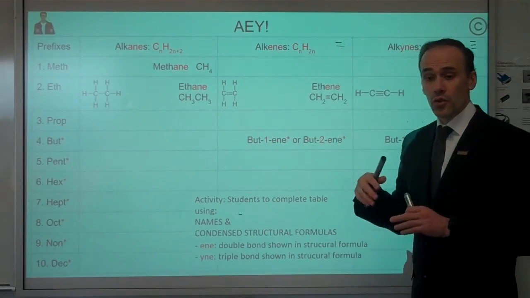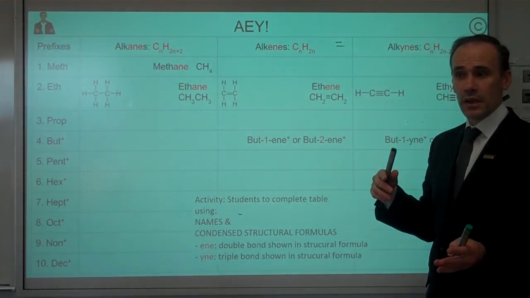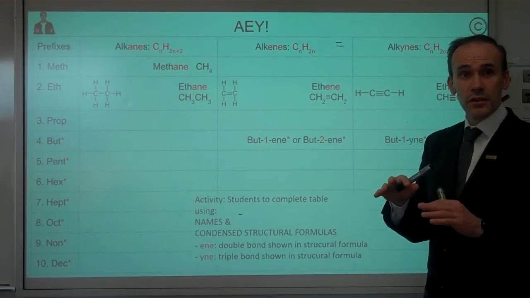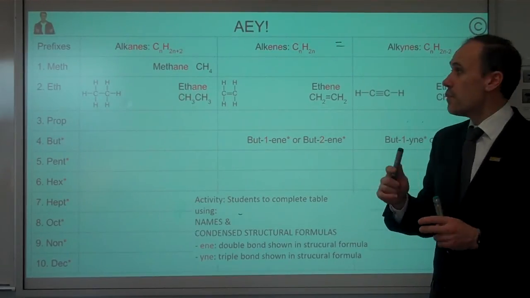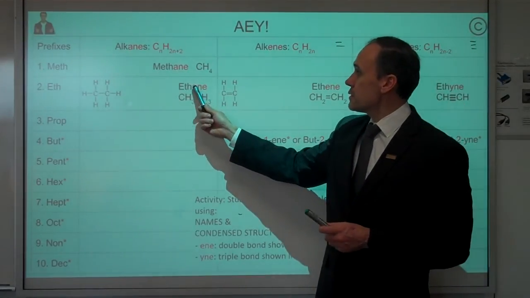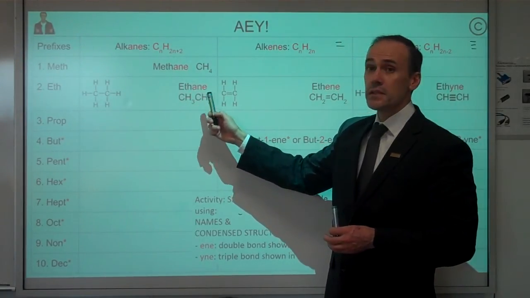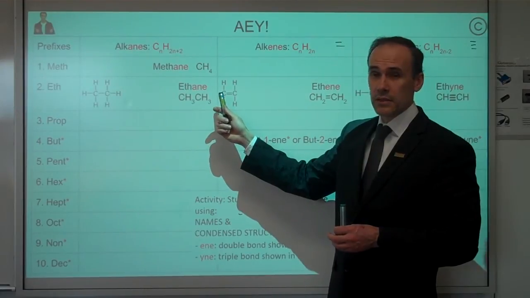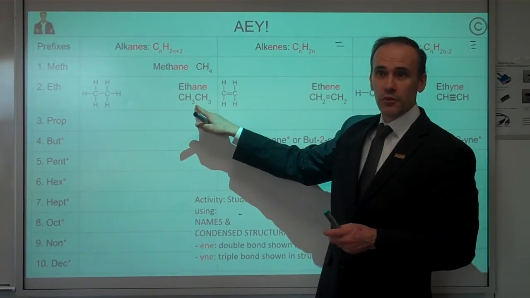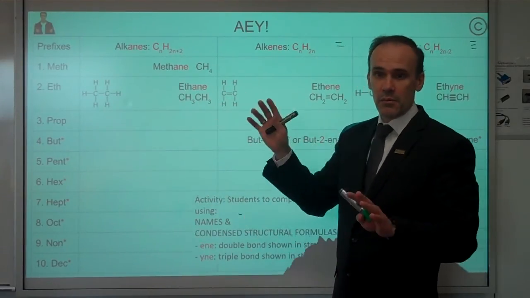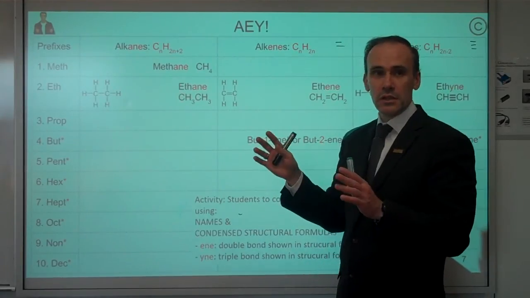You're going to do that on your worksheet, in the workbook that I gave you. That'll be the first thing you do because they're pretty straightforward. You'll be doing the names and the condensed structural formula. For this, the condensed structural formula and the structural formula are the same thing because there are no multiple CH2s.